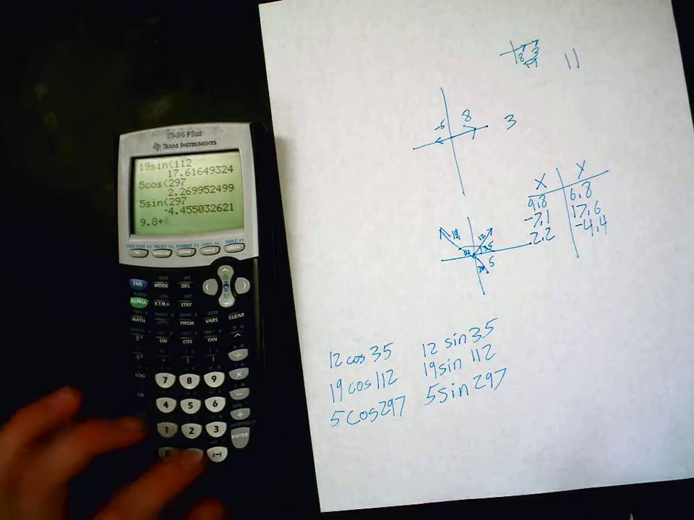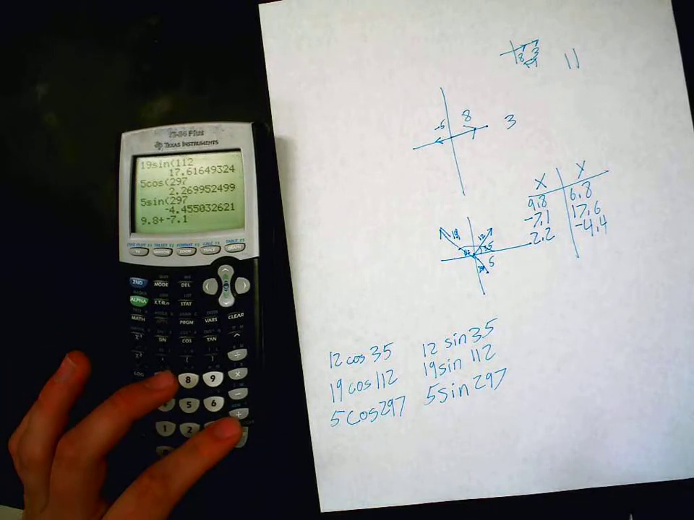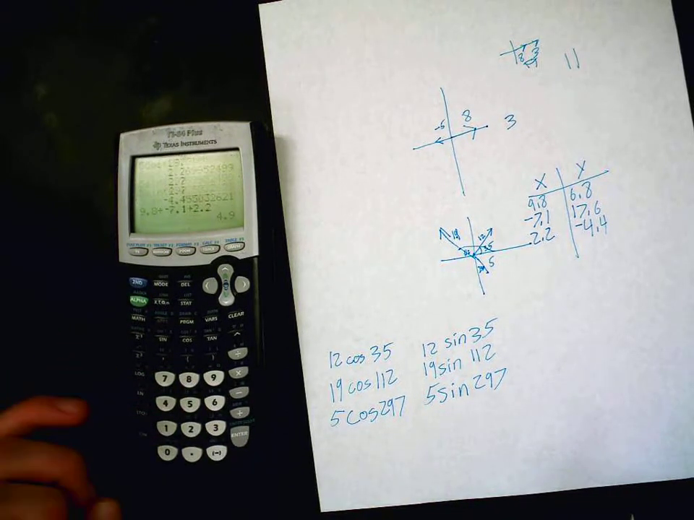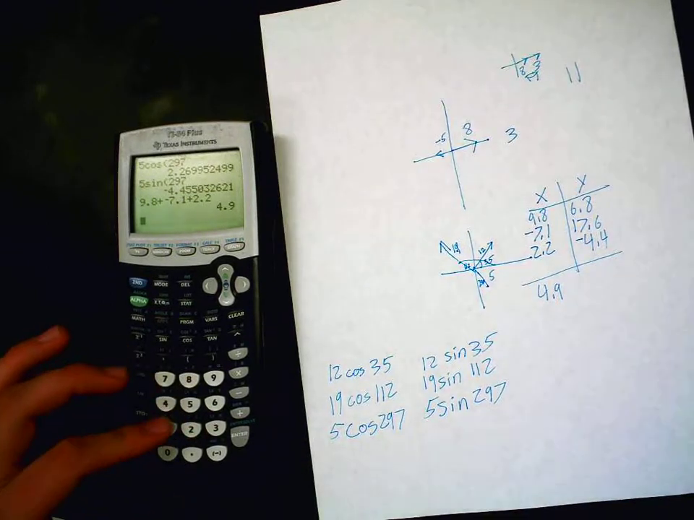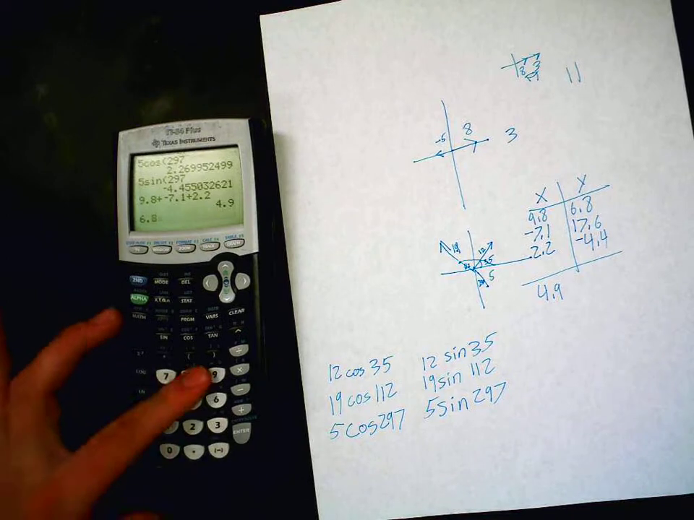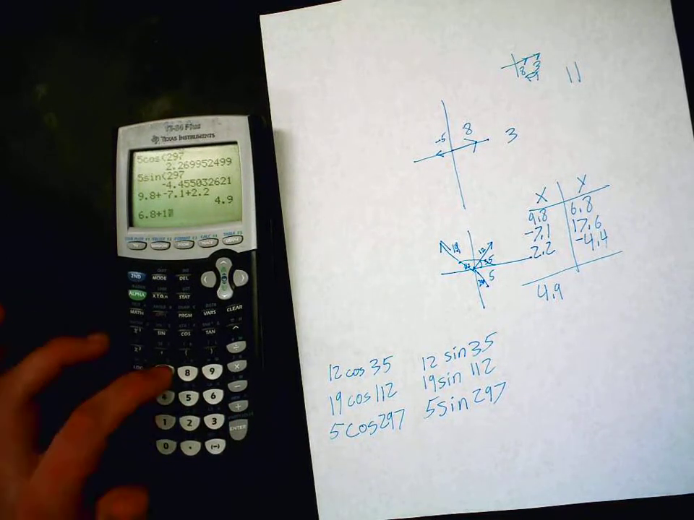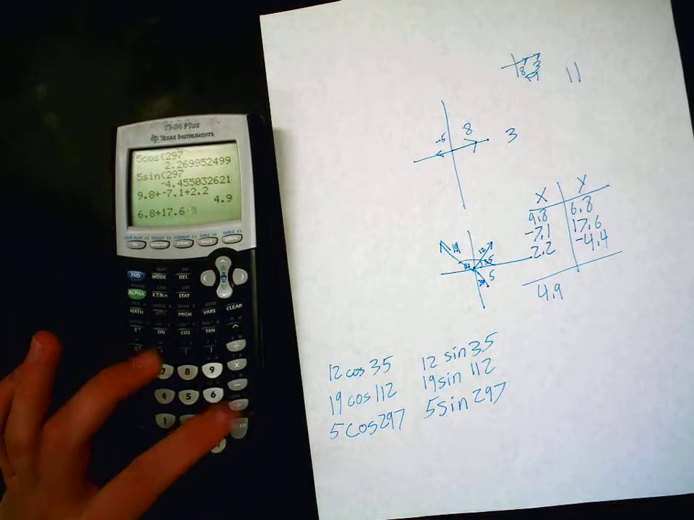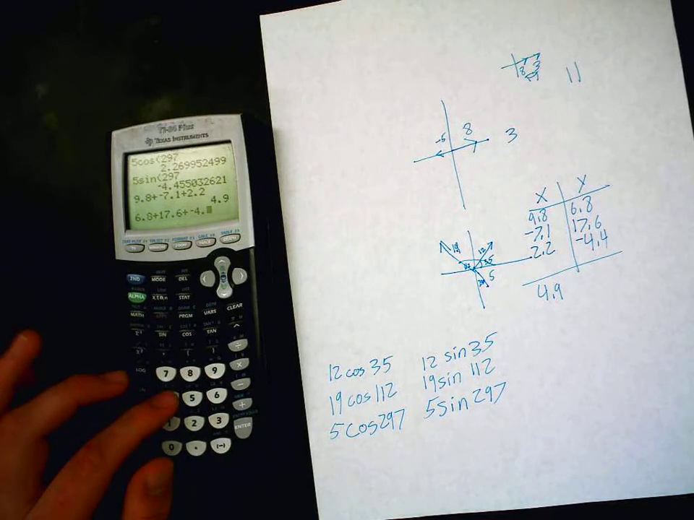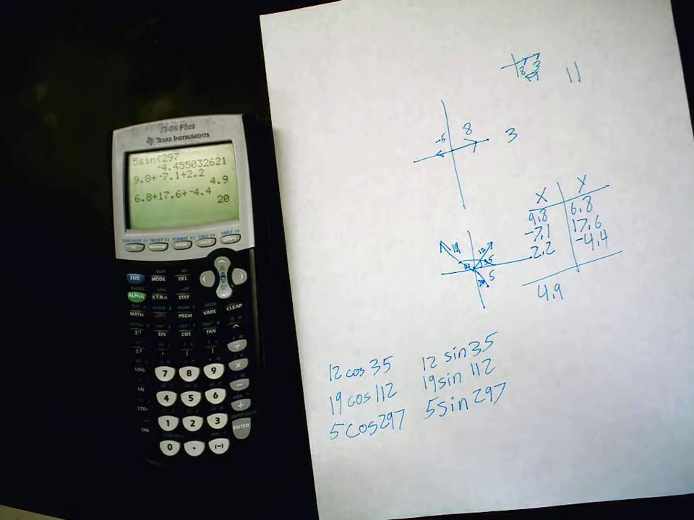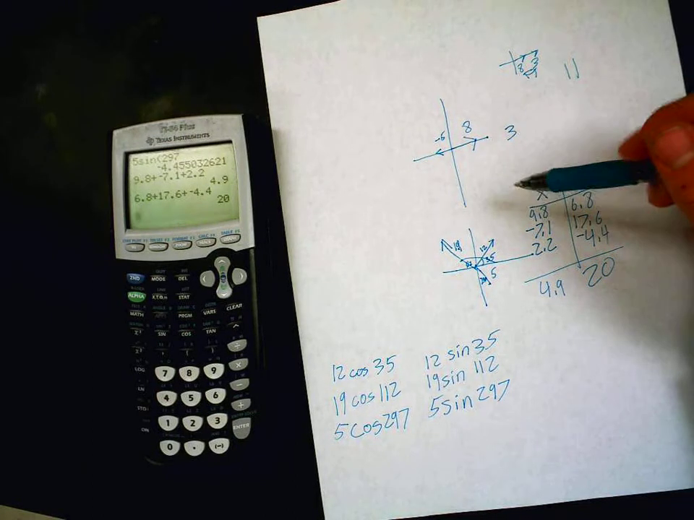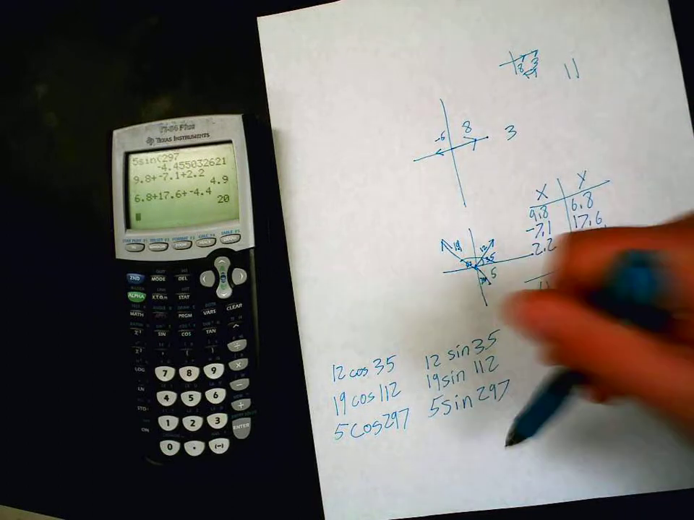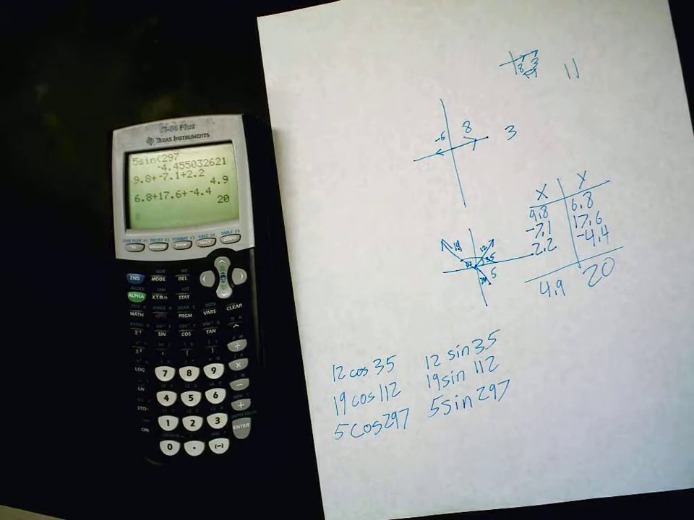9.8 plus negative 7.1 plus 2.2. That's 4.9. And this is 6.8 plus 17.6 plus negative 4.4. I should have just subtracted that. It would have saved 2 key presses. Alright, now do you see how we just did part 1. Now we're gonna do part 2.